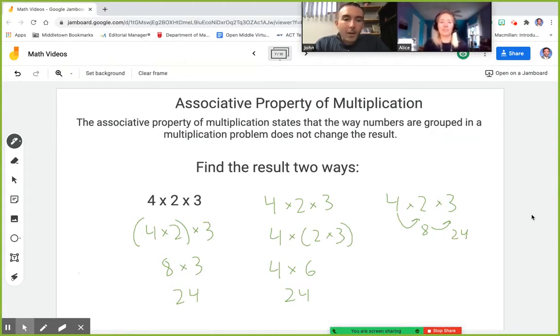Yeah, exactly that. If we had a three-dimensional rectangular prism, we can multiply the length times the width first and then times the height, or we can do width times height and multiply by length. Any order would be fine. Wonderful. Well, let's tackle some more problems.